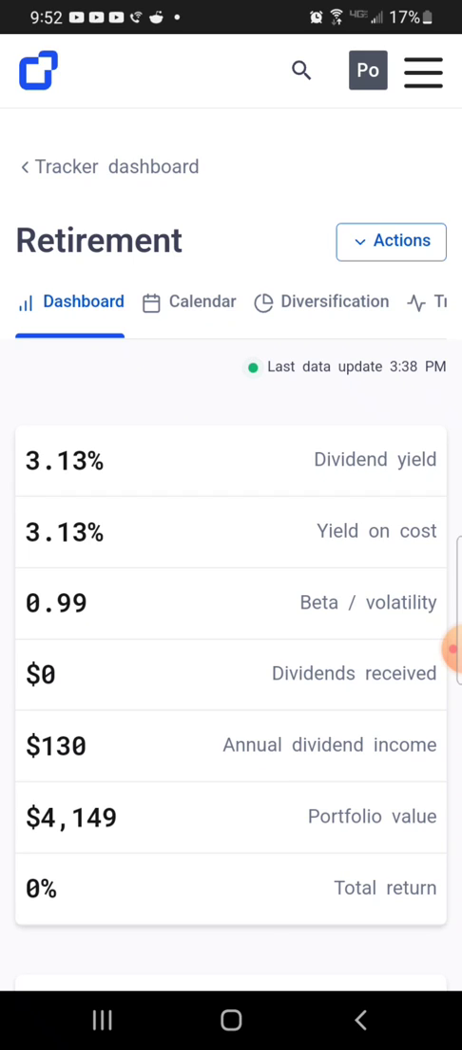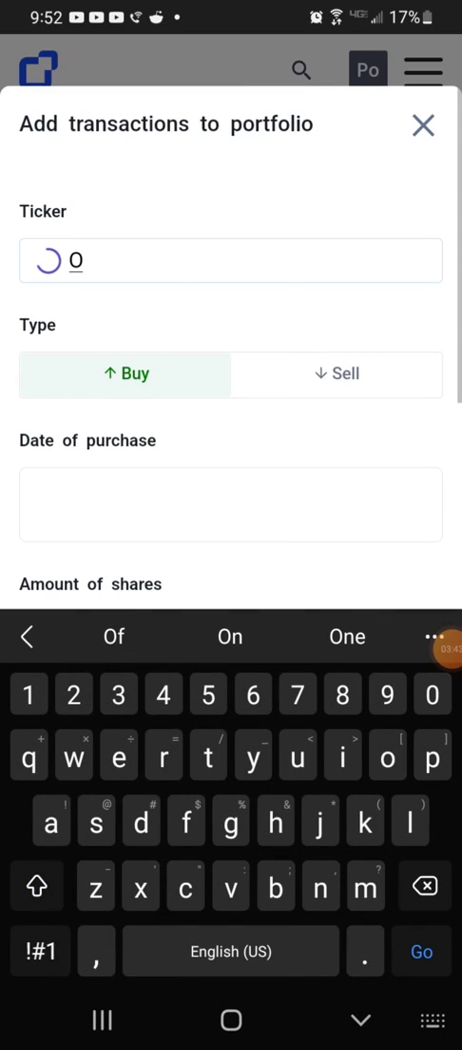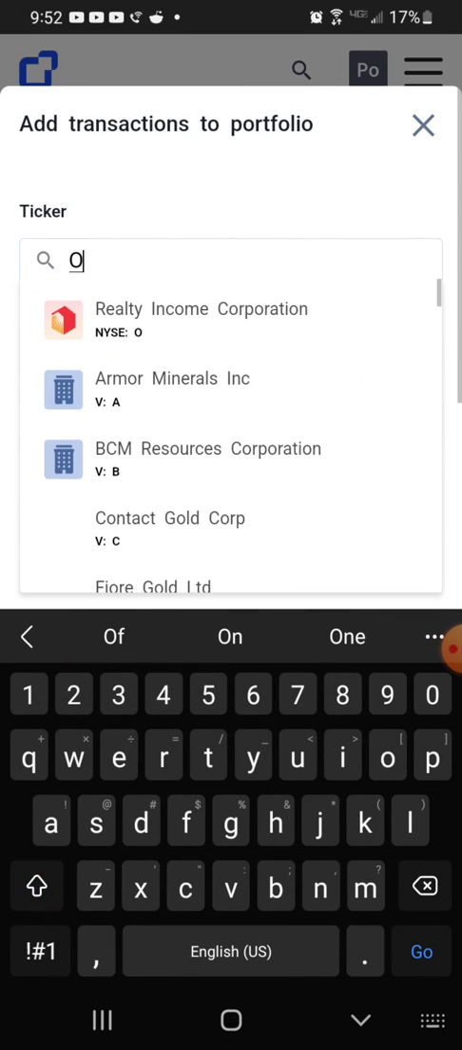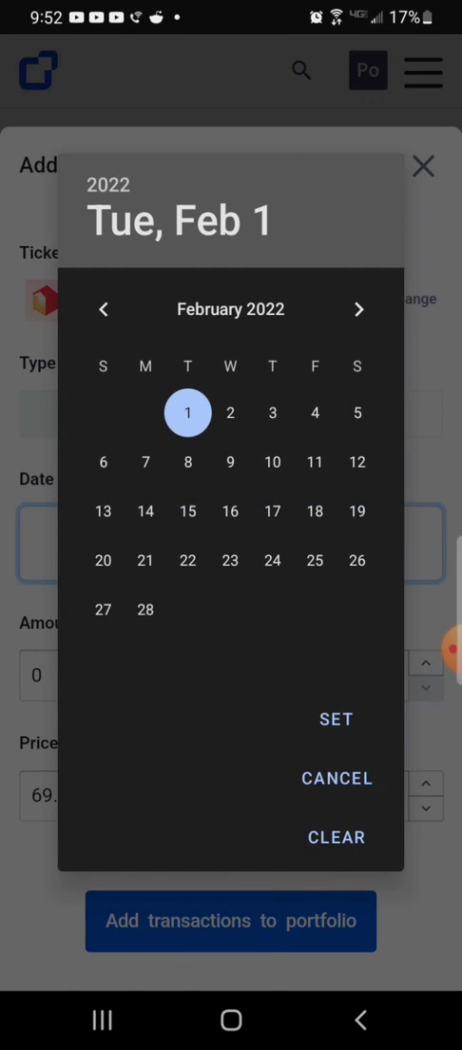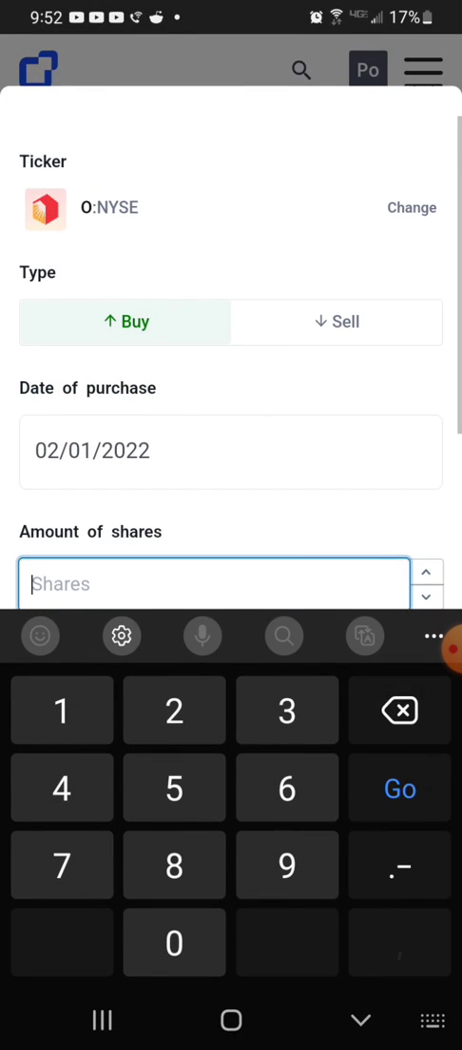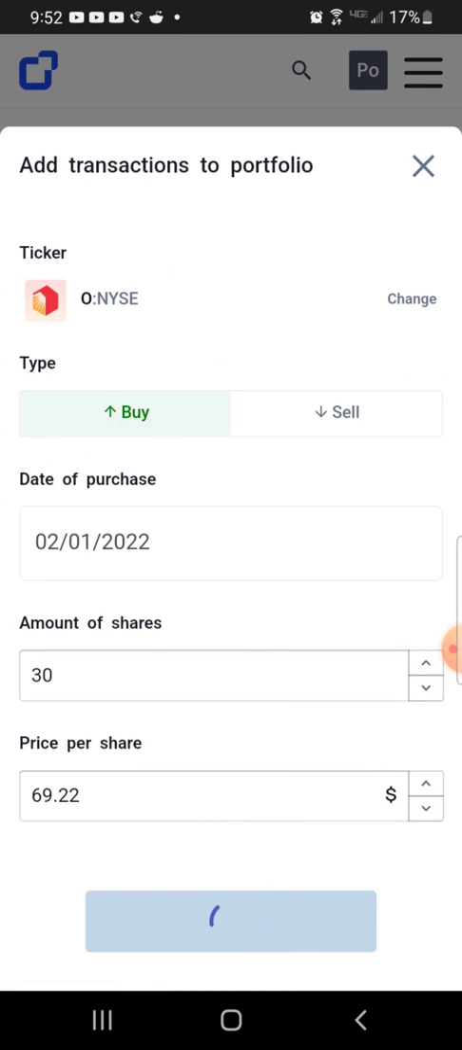Matter of fact, the next 1, 2, 3, 4. I got 4 more. They're all REITs. So we gotta start with the OG. And we're gonna add O. It wouldn't be a retirement portfolio if I didn't have O in it. All right, and let's set today. And I have about 30 O. Add transaction.